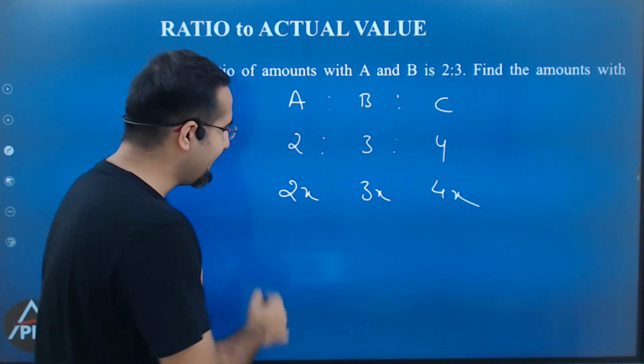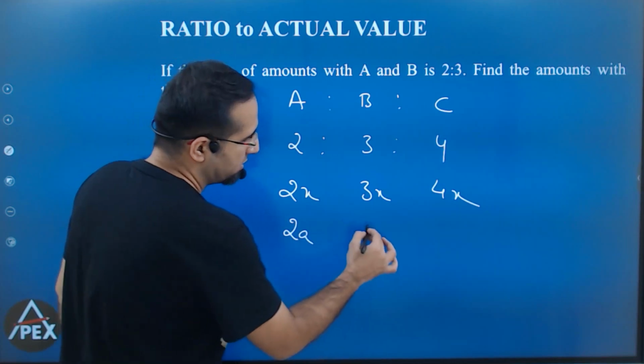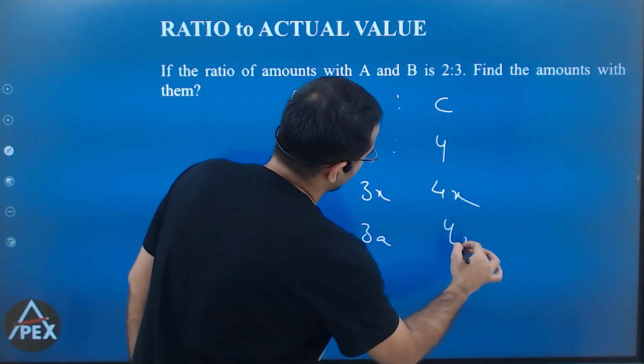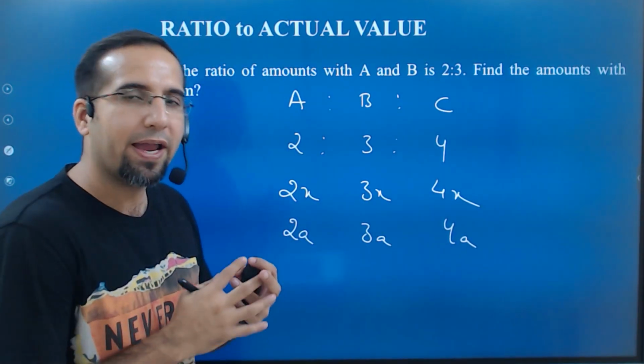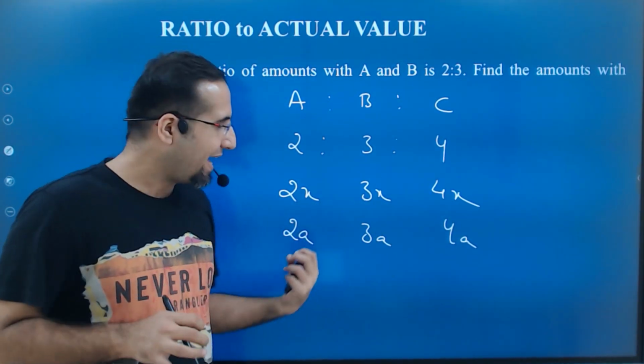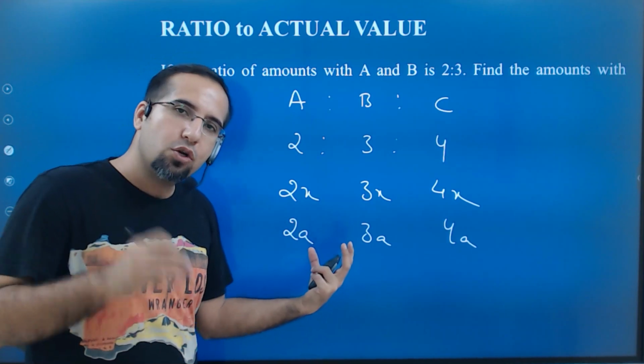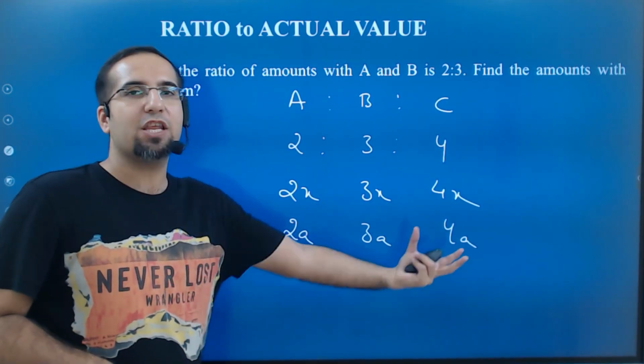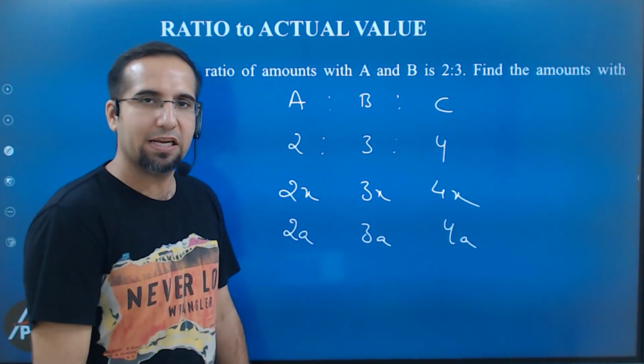Or I can say this is 2a, this is 3a, and this is 4a, and this becomes the final actual amounts of the ratio. Please remember, the question has to give us some other information to go forward, determine the value of a, and then get our final answers.